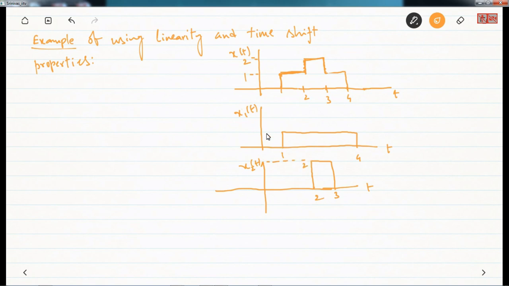So this is level 2, and the amplitude here is 1. Here the amplitude is 2. So you can find the Fourier transform of x1 of t and of x2 of t. In fact, for x1 of t you don't find it like this. You move it to the left and then find it, and then you can move it to the right again. This example is solved in the 4th chapter of Oppenheim and Willsky.